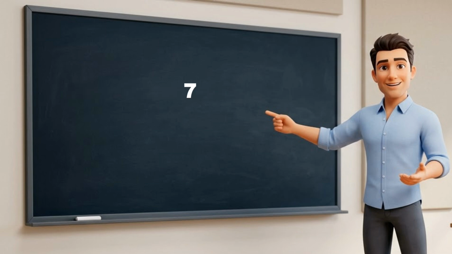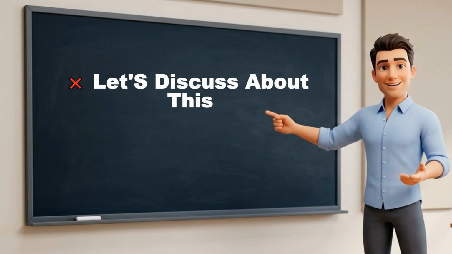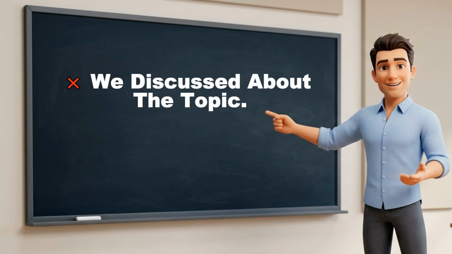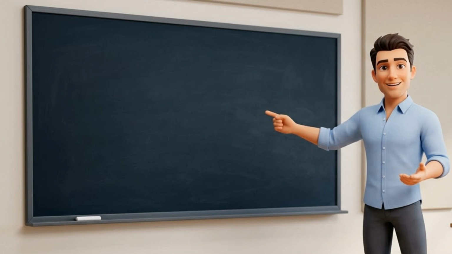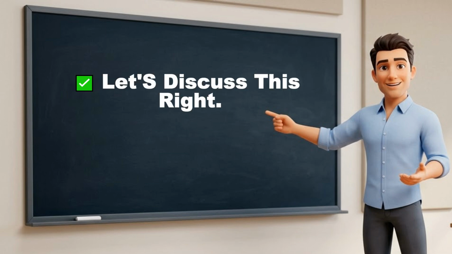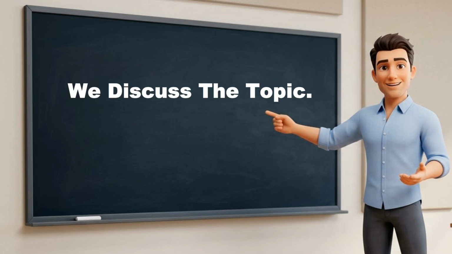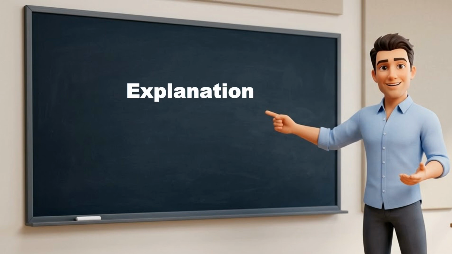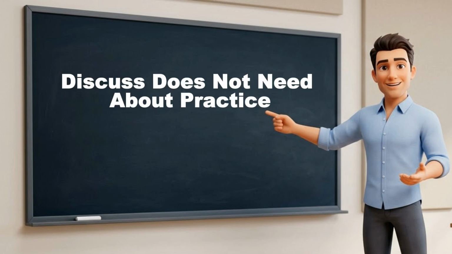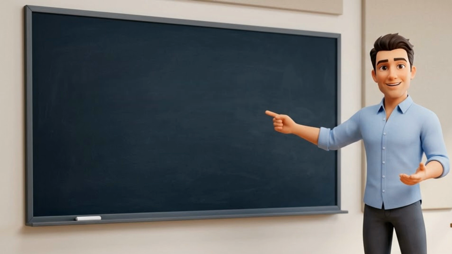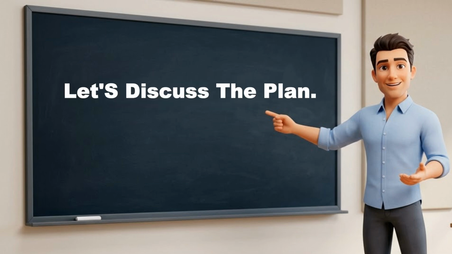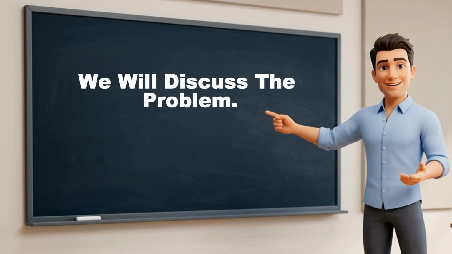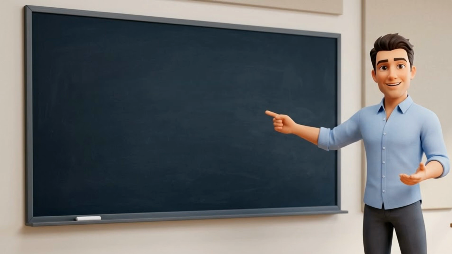7. Discuss. Wrong, let's discuss about this. Wrong, we discussed about the topic. Right, let's discuss this. Right, we discussed the topic. Explanation. Discuss does not need about. Practice. Let's discuss the plan. We will discuss the problem. Can we discuss this later?